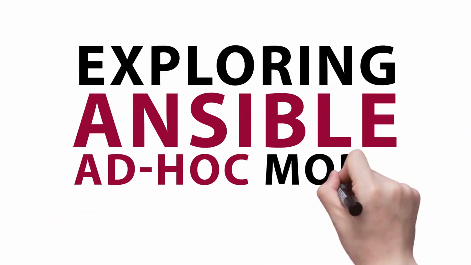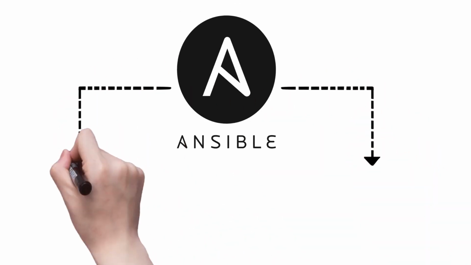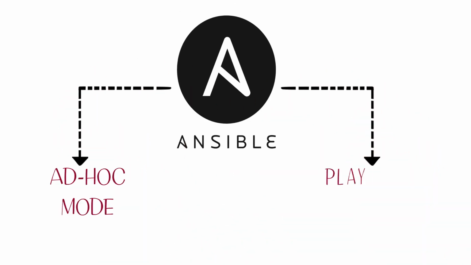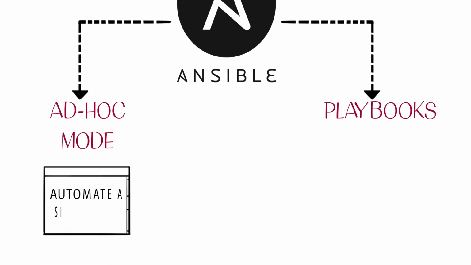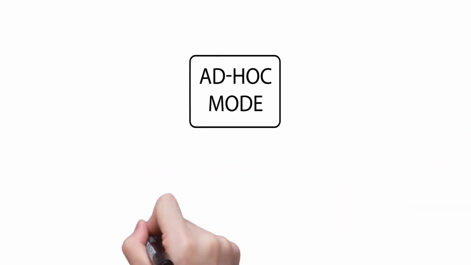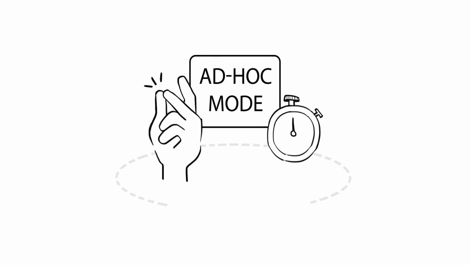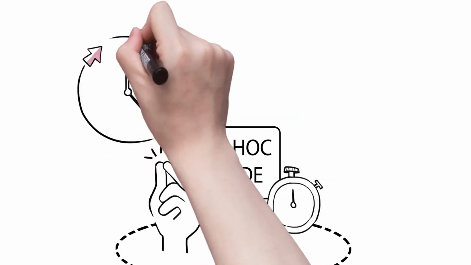Exploring Ansible ad hoc mode and playbooks. Ansible offers administrators 2 trails, the ad hoc mode and playbooks. The former is a command line tool, enabling you to automate a single task, while the latter automates a series. The ad hoc mode is a one-time use, quick and easy automation tool. Just define the parameters and let it automate. However, you have to repeat the same every time.